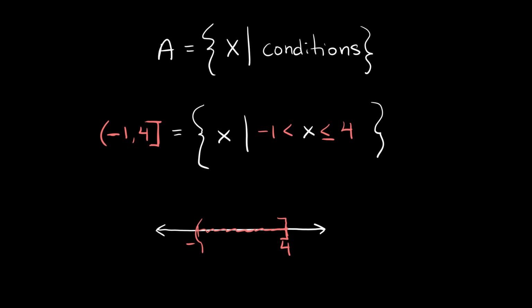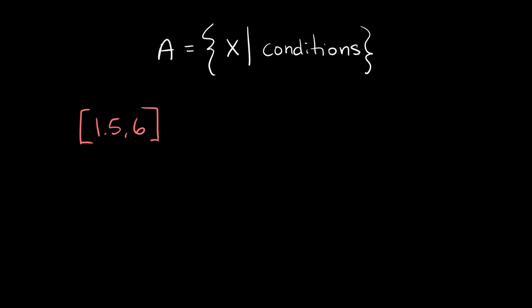Okay, and again, if you were using circles, you could draw an open circle right here over -1, and a closed circle around positive 4 and shade the space in between, right? Either way works just fine. All right, now the next interval that we're going to write in set builder notation is this one right here.